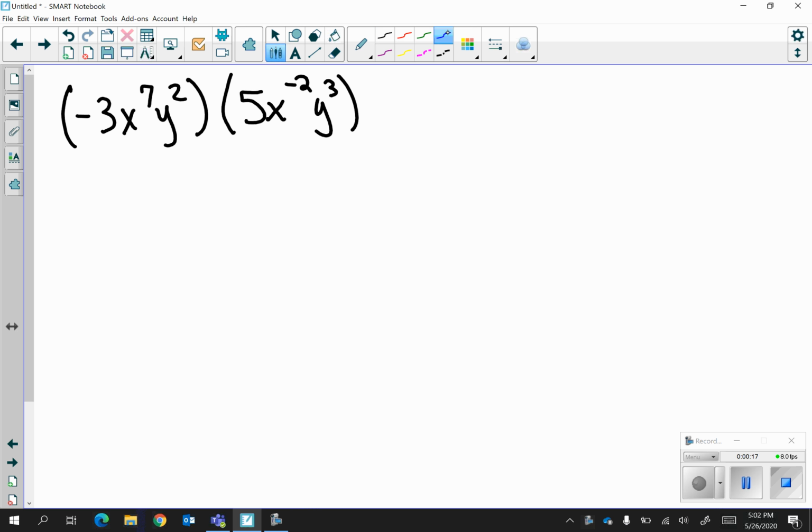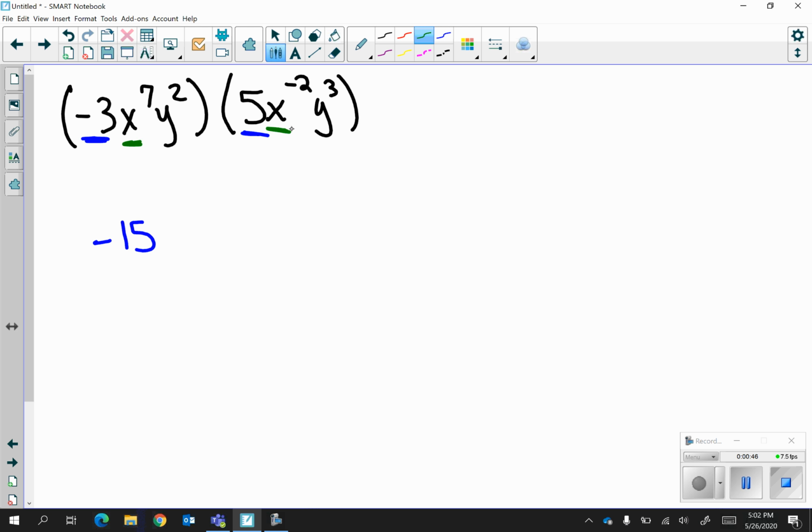So in the first example, we have something times something. That would be the product rule. And for the product rule, you multiply coefficients, and then you keep the base and add the exponents. So right now my coefficients are -3 and 5. So -3 times 5 would give me -15. Now I'm going to move on to my next variable. The next variable is x.